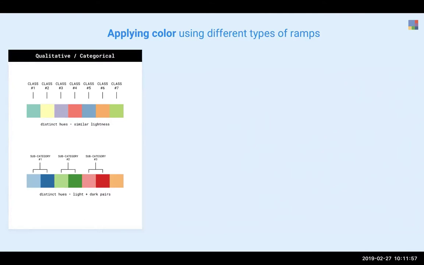In the case of land use data, we may use light and dark pairs for subcategory differentiation, like low-rise residential versus mid or high-rise residential, like we see here in the bottom left. One thing to keep in mind is studies have shown we can only distinguish a maximum of about 7 colors easily.